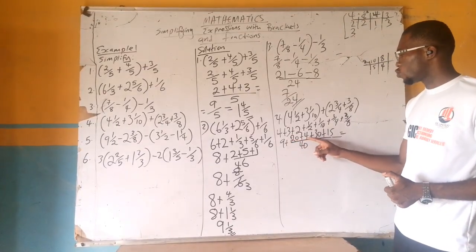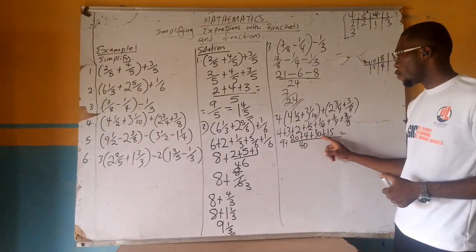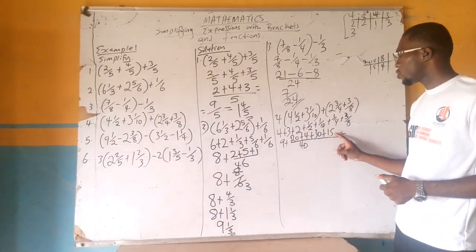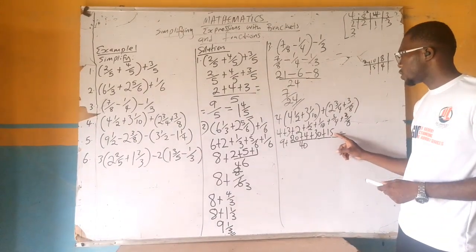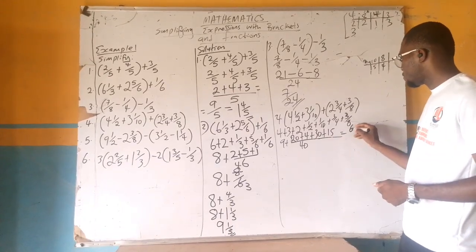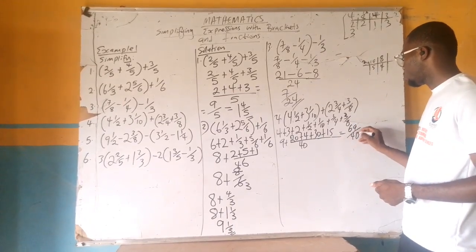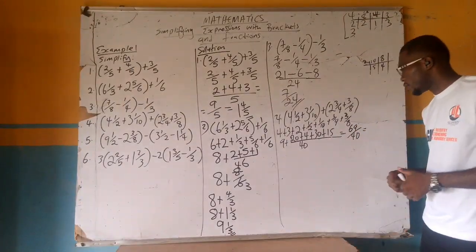20 plus 4 is 24. This is 54. 54 plus 15 will give us 69. So we have 69 over 4. So we have to break this number down.